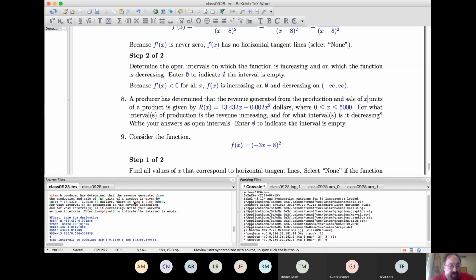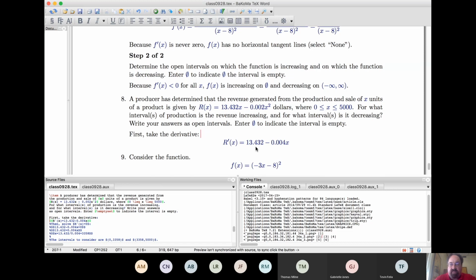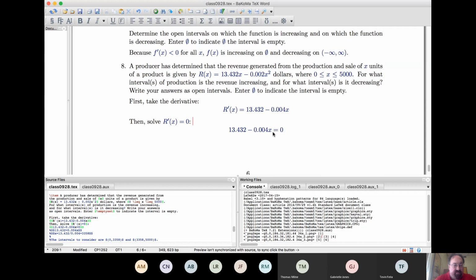So how you proceed is like in the other problems. So you go ahead and take the derivative. And we just get this from using the power rule. And then set that equal to 0. So then you'll go through the algebraic motions here. And we get a result of 3,358. So at 3,358 is where the derivative is 0. So that's the only place where you might have a change from increasing to decreasing or vice versa.